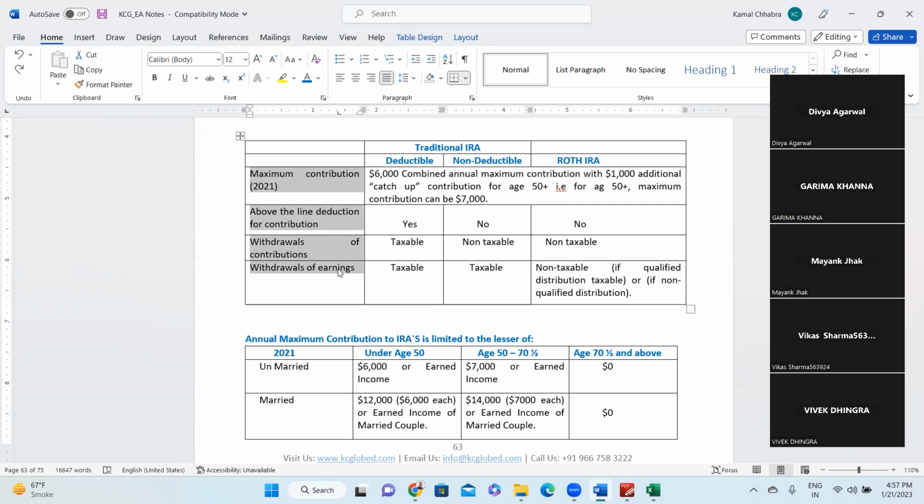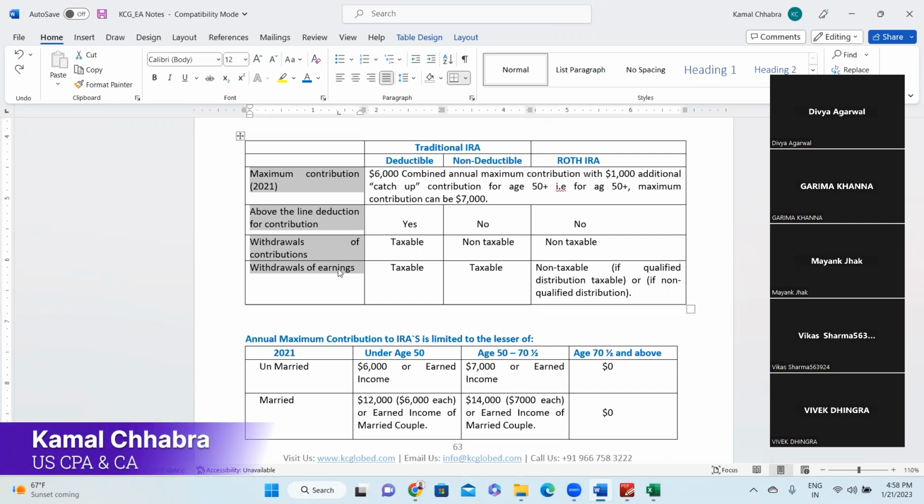Third point, make sense, everyone? Yes, sir. So last point is withdrawal of earning. One is withdrawal of principal, but second important thing is you are also earning. When you make a contribution, like in India, when you make a contribution to PF or to any PPF or any other retirement plan, you get some earnings of interest, right?